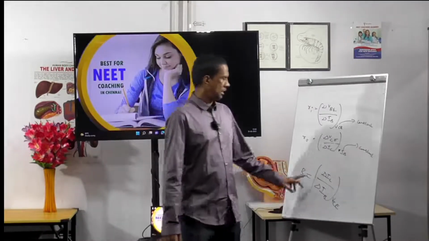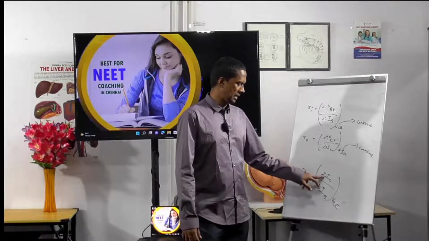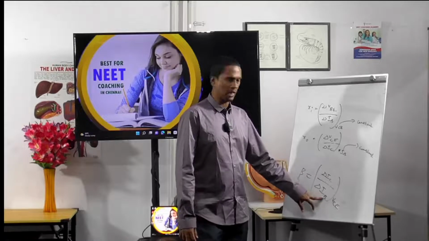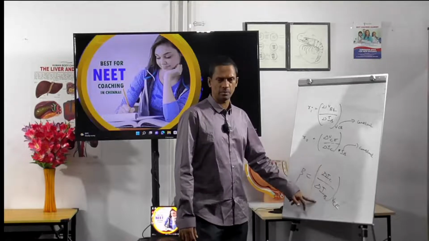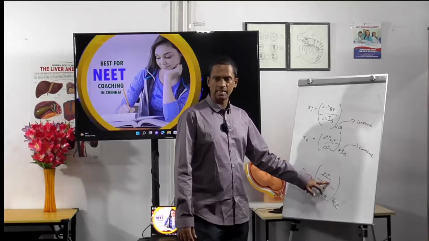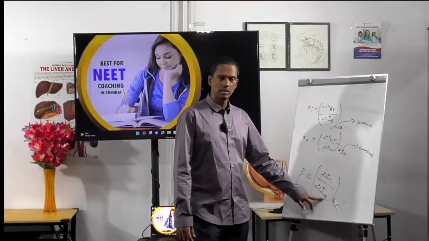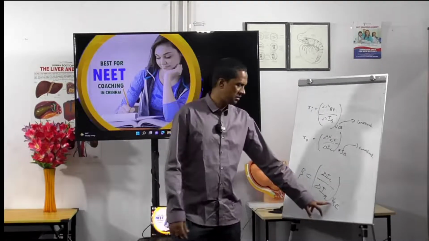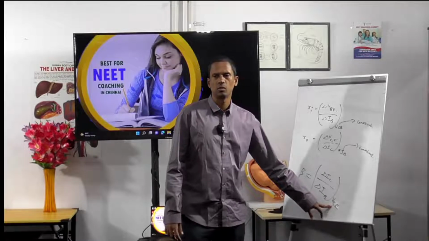Okay, then the current amplification factor is given by delta IC divided by delta IB. So this is the rate of change of current with respect to the rate of change of current. This one is IC, the collector current, this one is the base current, with V_CE constant.